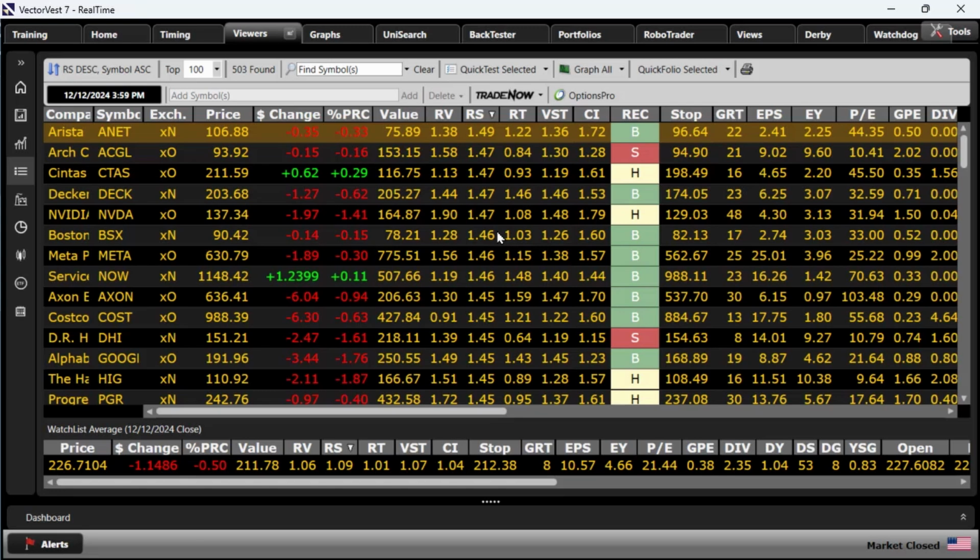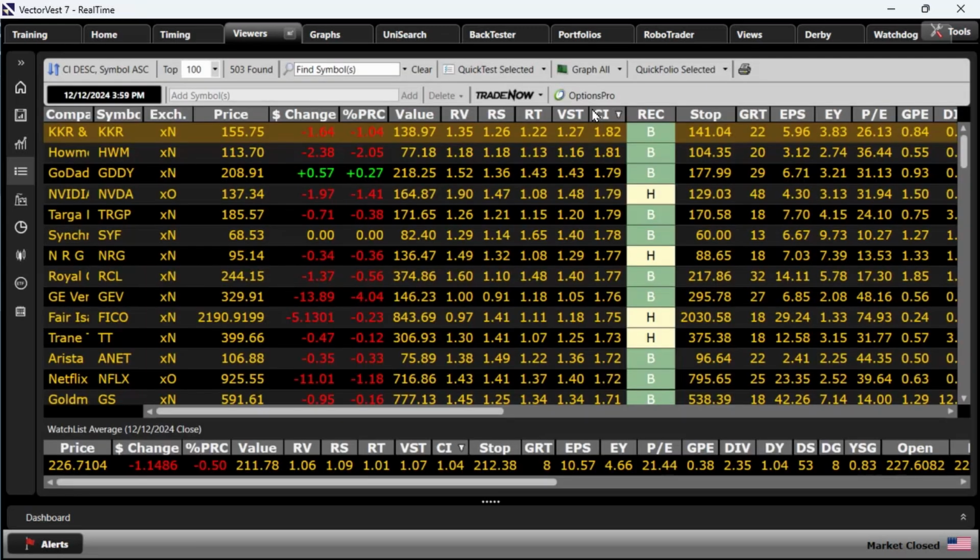One of my favorite indicators within VectorVest is CI, Comfort Index. Comfort Index measures a stock's ability to withstand long or lengthy price declines. If you've heard of the Ulcer Index, you know that the Ulcer Index rises the more and the further a stock price falls. The CI indicator rises the more and the further a stock price rises. It's on a 0 to 2 scale. Above 1 is good, below 1 is bad.